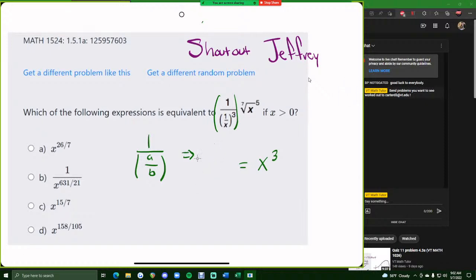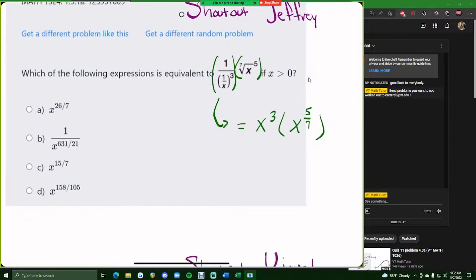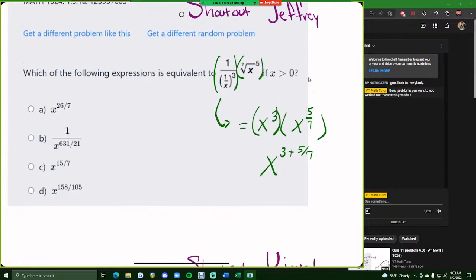So what we just found out is that this whole thing here is equal to x cubed. Then we work out this piece here. Anytime we have a 7th root or any number root, that goes in the denominator of the exponent that is a fraction. So we have x to the 5 over 7. Now we have these two terms that are much easier to deal with. When we multiply two x terms with different exponents, we add their exponents. So we just want to add 3 and 5/7.